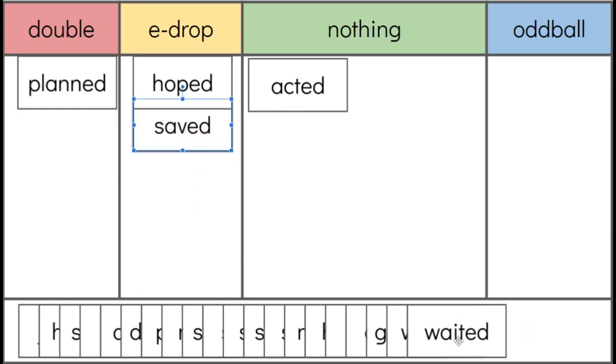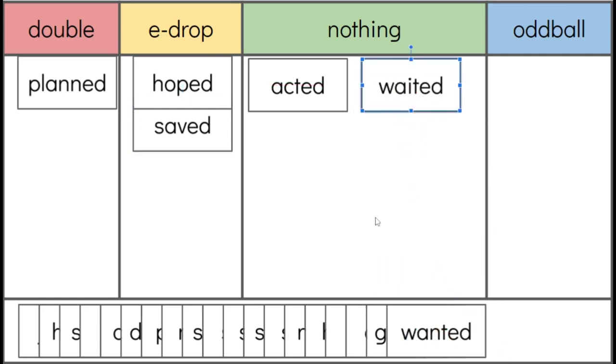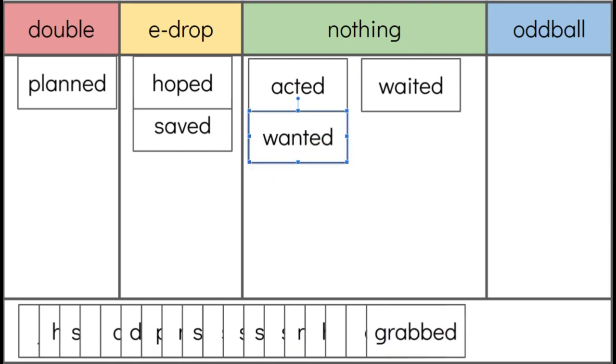The next one, waited. We have a consonant, a vowel pair, and another consonant. So this is one that we don't need to do anything with. We can just add the ed to wait, and that gives us waited. Wanted. We have consonant, vowel, consonant, consonant. So again, nothing to do here. We can just add the ed ending to want.